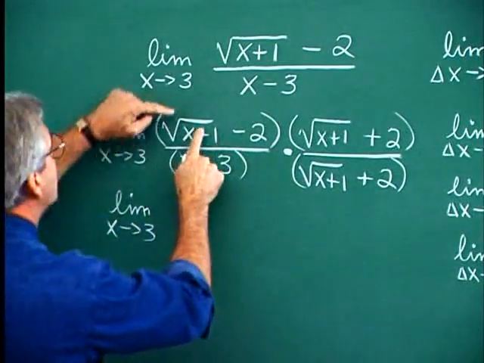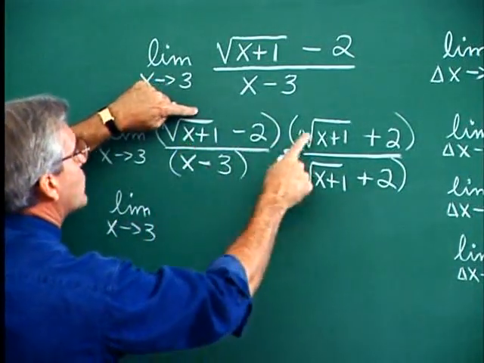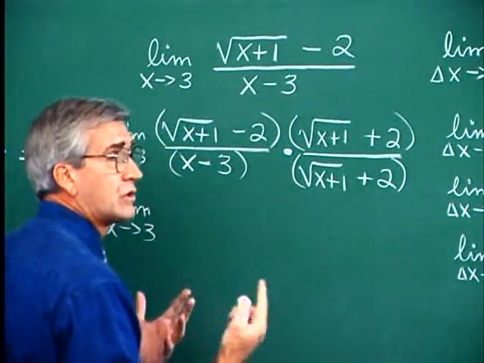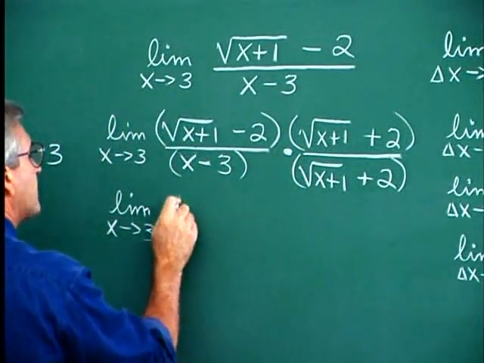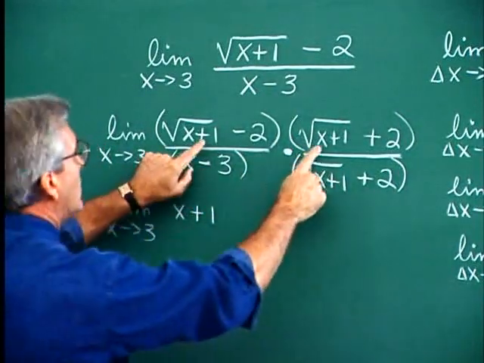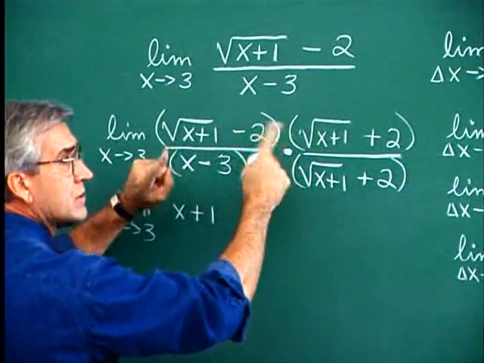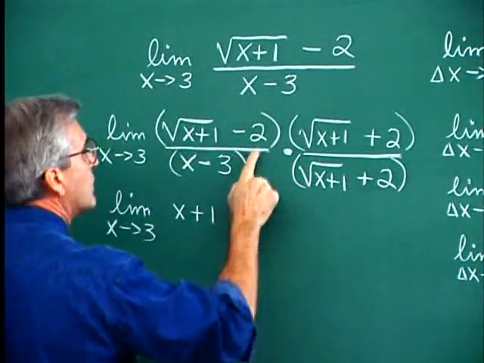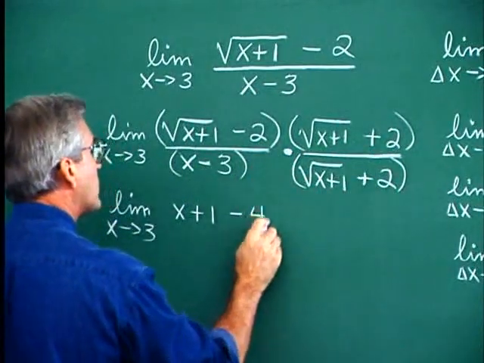In the numerator, we have the square root of x plus 1 times the square root of x plus 1. That's the square root of x plus 1 all squared, which gives us x plus 1. Then we know the middle term goes out because we're multiplying the sum of two numbers times the difference of the same two numbers, so we get the difference of squares. So we get minus the square of 2, which is 4.